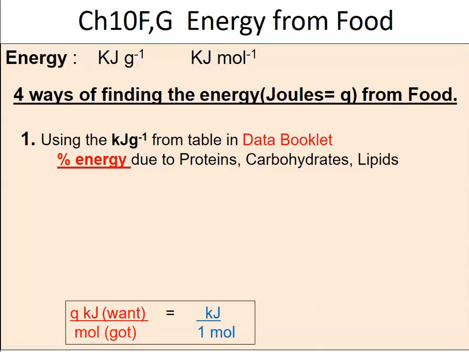We'll look again at the first one. Ultimately, you want to know how many kilojoules for every gram of food if you've got something like bread, or if you've got a pure food like glucose, you could work out how many kilojoules per mole. So the first one is looking at mixtures like bread, and we use the kilojoules per gram for proteins, carbohydrates and lipids that are found in the data booklet, and then you can work out the energy in your food due to each of these, and then overall the energy from if you ate bread.